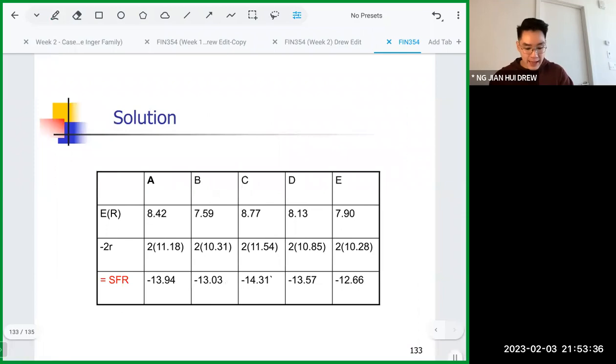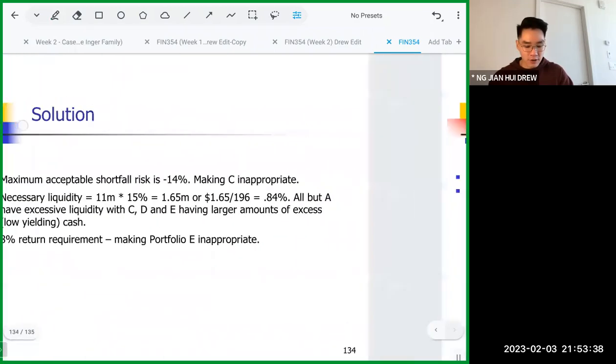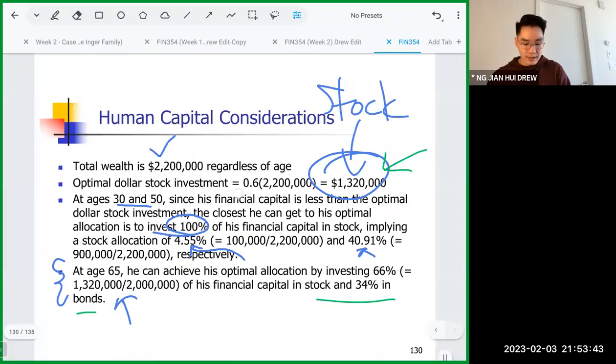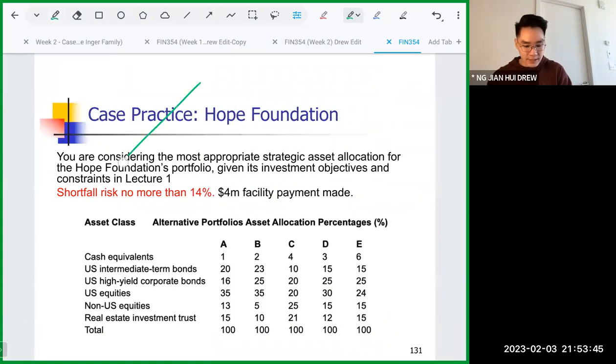I believe that your lecture slides do not have all this example, because I removed this case, as it is a bit confusing. Your lecture slides should end at human capital, and that's all for today's lecture.